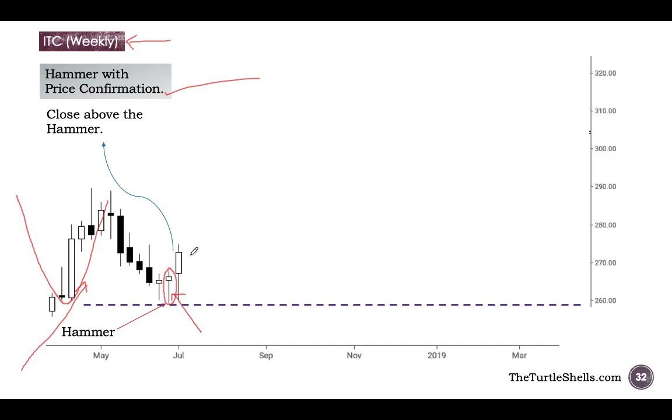So instead of buying here, we buy here. But now the problem is our risk has increased. In this case, our risk was this much. If we buy here, then our risk is this much. So our risk has increased, but our probability of the trade going up has increased as well. So when you want to increase the probability of the trade working out, you have to sacrifice on the reward to risk. Now what is reward to risk?